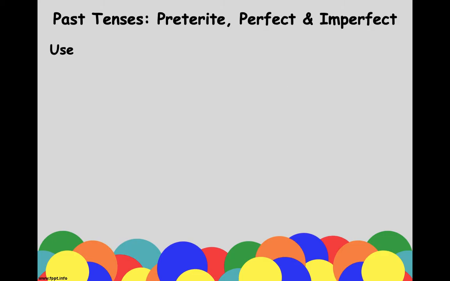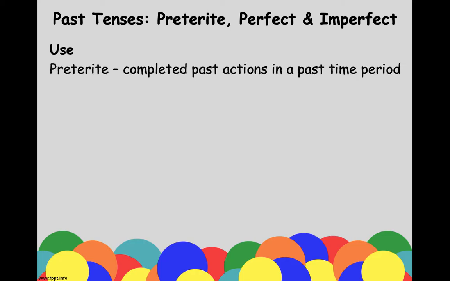Just to recap the three main types of past tenses that we study at GCSE, the preterite tense is used to talk about a completed action in the past, specifically in a past time frame. For example, los jóvenes visitaron España el año pasado. The young people visited Spain last year. Here we're talking about an action that's finished, it's completed, it happened last year. Last year is a past time period, it's no longer happening. So for this example, you would definitely want the verb to be in the preterite tense.